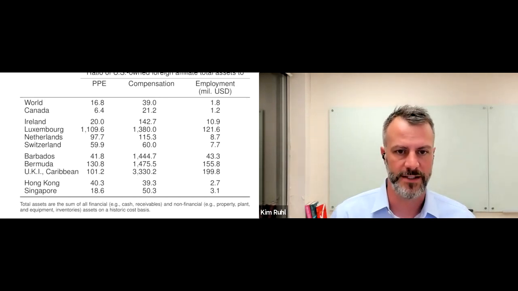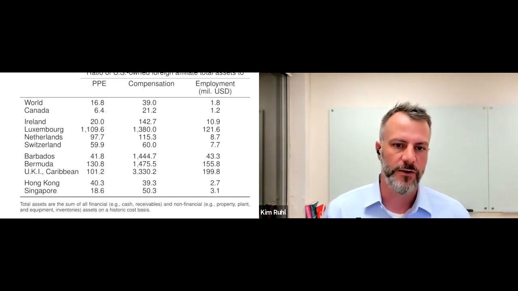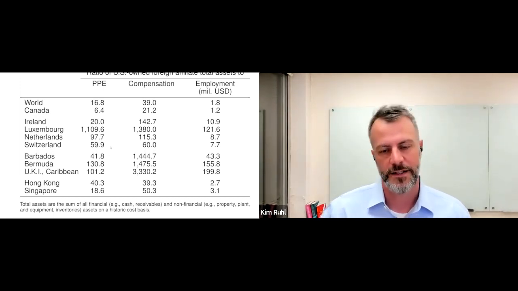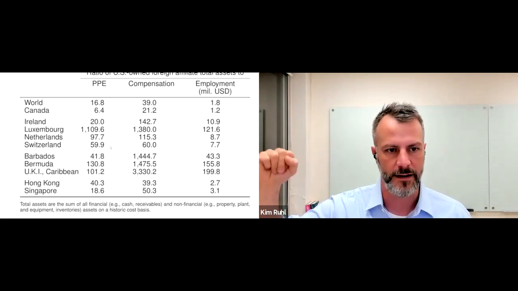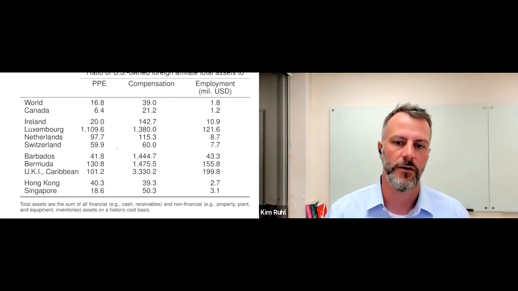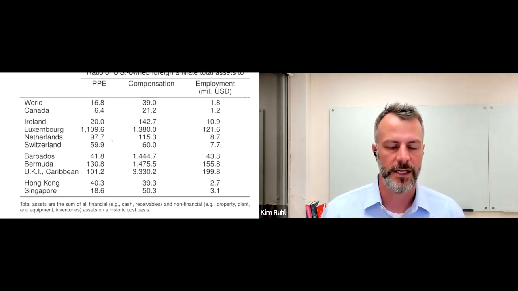And so that's a ratio of about 6. We don't think of Canada as being particularly a tax haven. And when we move to countries like Ireland or Luxembourg, it's quite an outlier. These numbers jump up quite a bit. There's just a lot more assets relative to PPE, or in the other columns, you can see this is relative to compensation or even employment in these European tax havens.